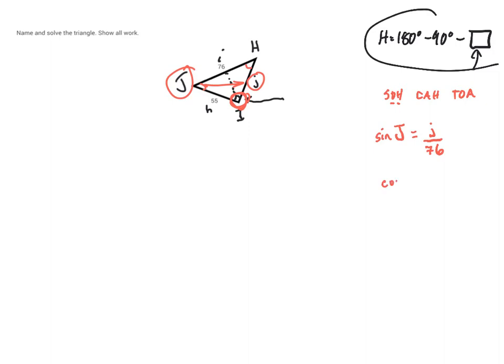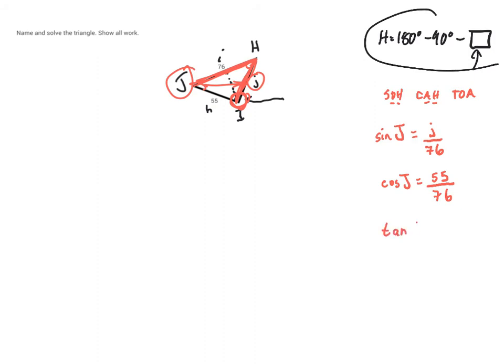Cos of J. Now, once I chose J, I'm just going to always stick with J. So cos of J is adjacent. Okay, well, if this one's the hypotenuse and this one's opposite, well, I know that little h must be adjacent. Oh, I do know little h. It's 55. So adjacent over the hypotenuse. Oh, I also know the hypotenuse, 76. That's convenient. Let's do tan.